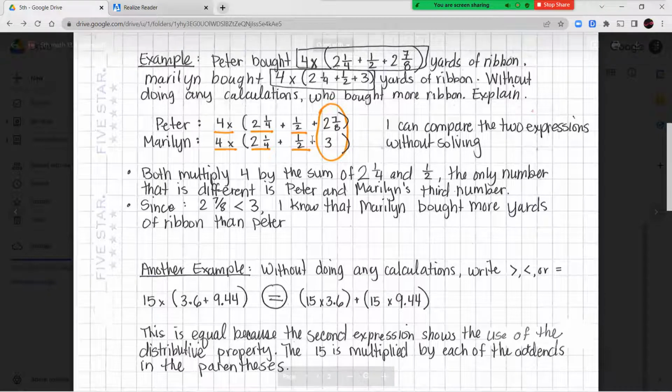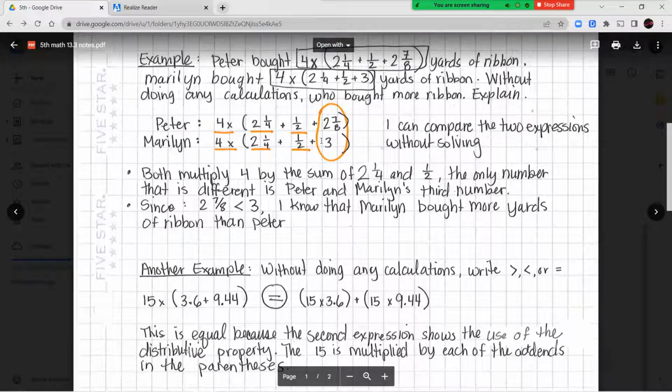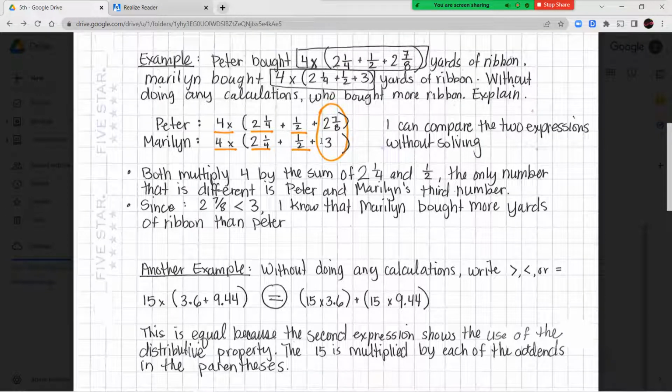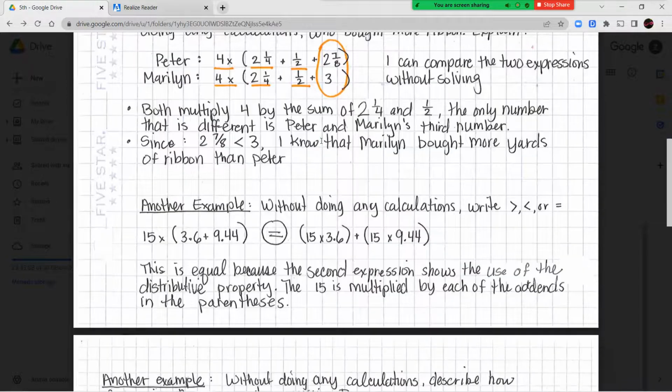So I compared all the different parts of my equation. I found out where it's different, and then I was able to do my comparison.